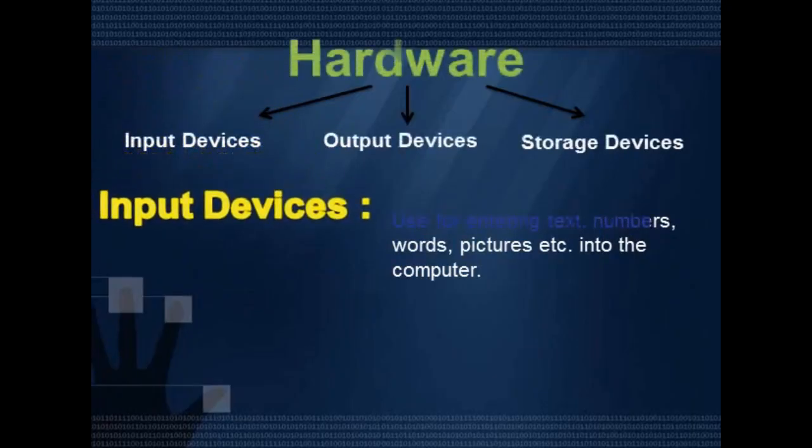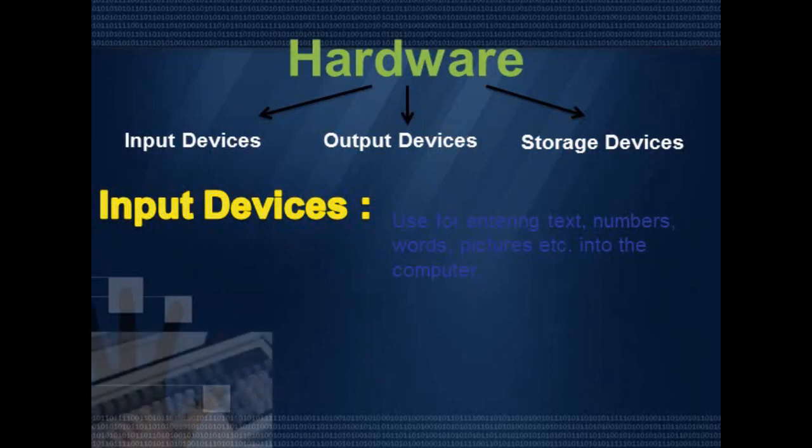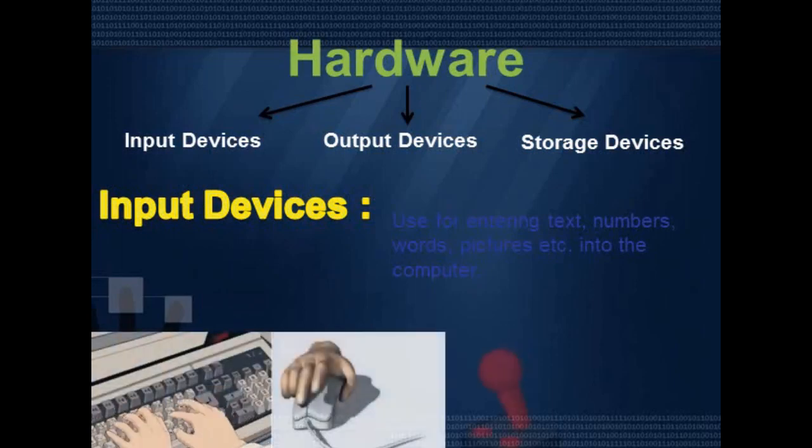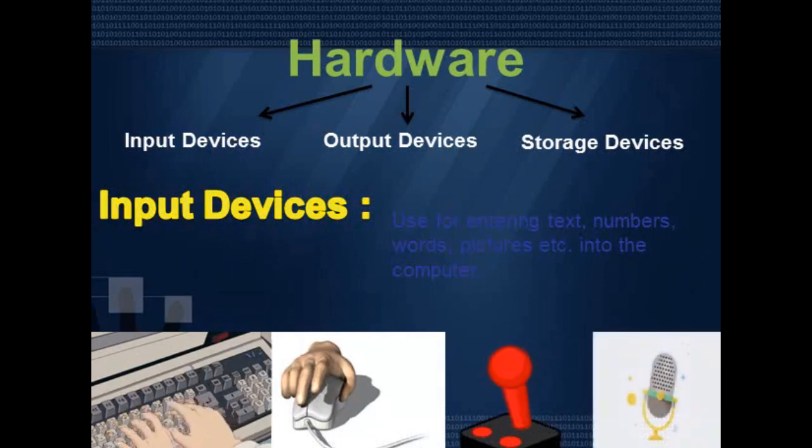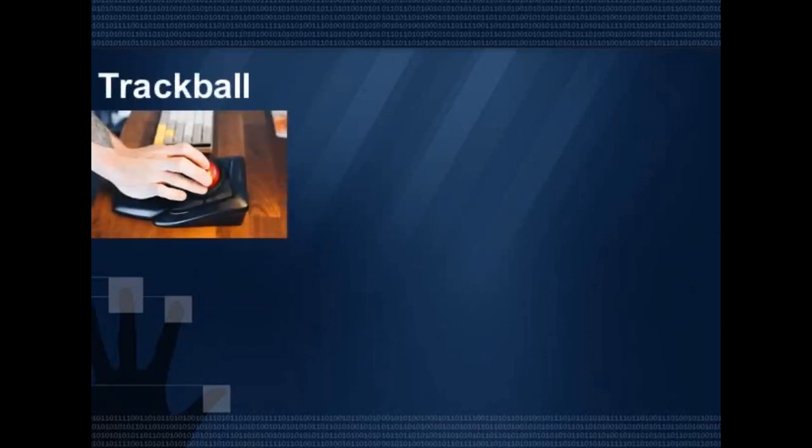Input devices. These are special types of hardware devices that are used to input words, numbers, sounds or pictures into a computer. These are called input devices. Example, keyboard, mouse, joystick, microphone, etc. There are some more input devices. Number 1. Trackball. It has a ball on its top. To move the pointer on the screen, roll the ball with your finger.